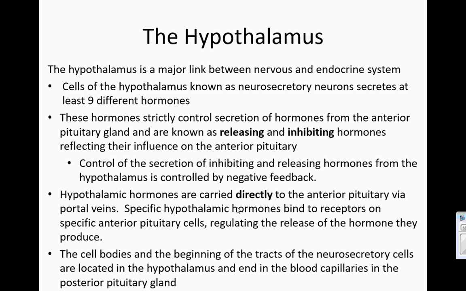Like I said, the connection that exists between the anterior pituitary and the hypothalamus is much different than the posterior pituitary. The posterior pituitary is just an extension of the hypothalamus. In fact, the cell bodies of neurons are found in the hypothalamus, and the ends of those neurons are down in the posterior pituitary. So literally it is an extension of the hypothalamus.